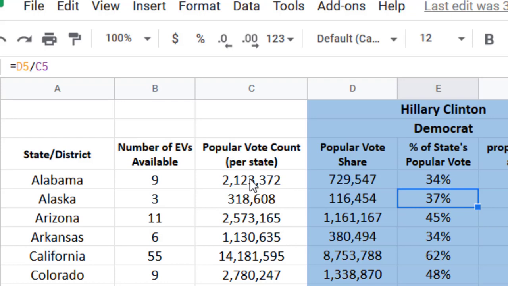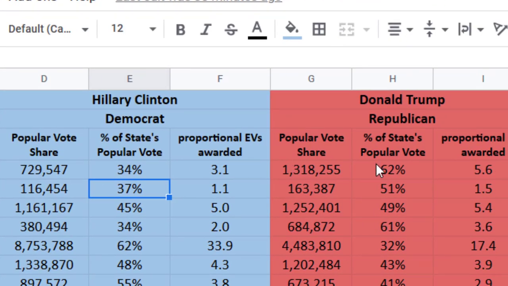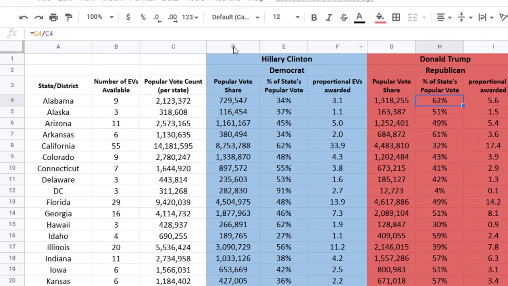And I do that all the way down for Hillary, and there's all the percentages of all the states she got. And I did the same thing. Let's skip over to Trump too. Did the exact same thing over here for Trump. So I took his popular vote share divided by the total number of popular votes. So you can see G4 divided by C4 is that formula up in the top left corner there. Okay, so those are the percentages of the popular votes the candidates got.